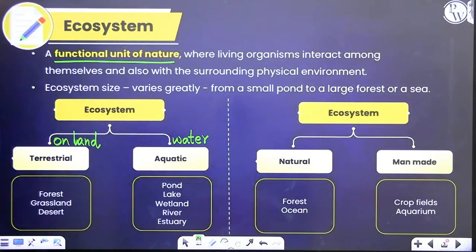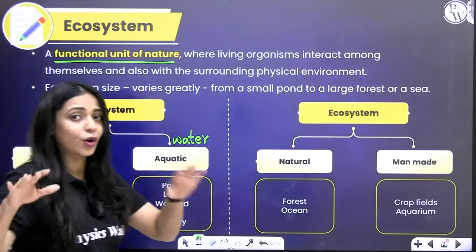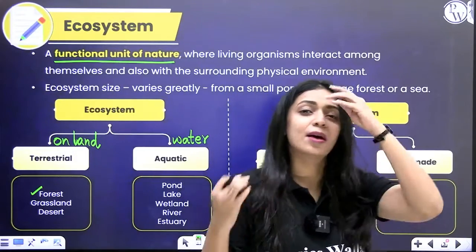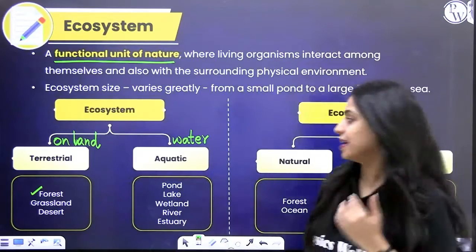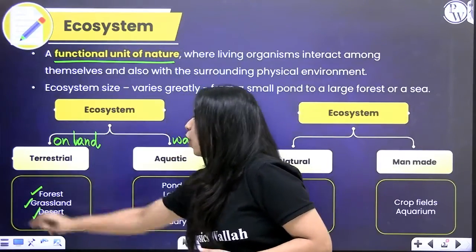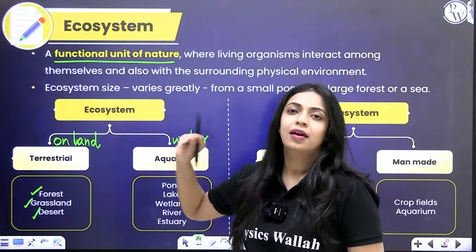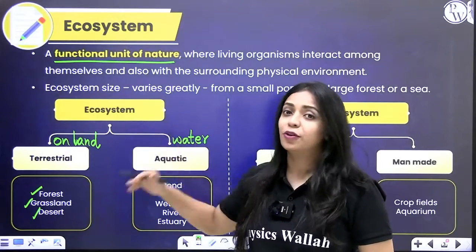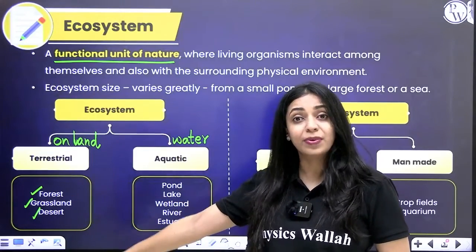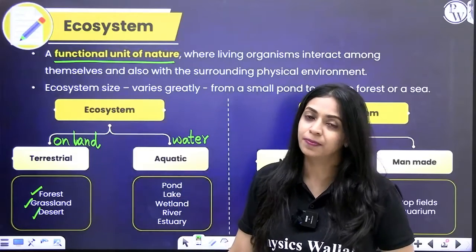What are some examples for terrestrial ecosystem? Forests. Forests are present on land. Grasslands are present on land. Deserts are present on land. All of these are ecosystems that you find on land. So these are examples for terrestrial ecosystems.